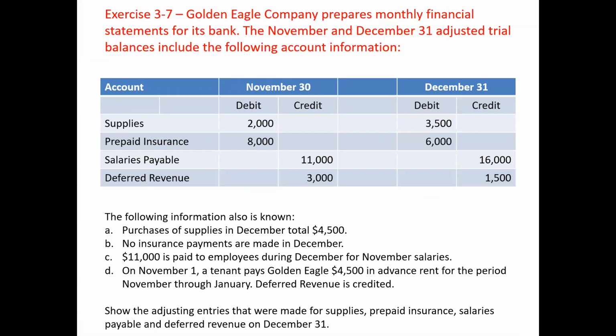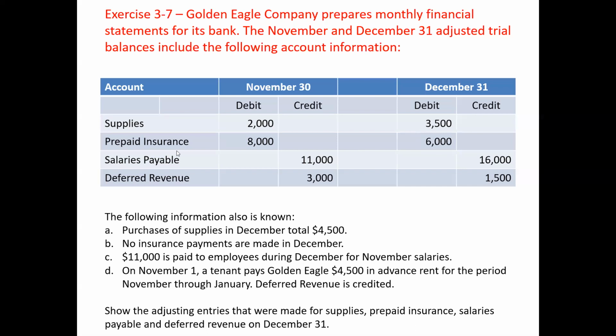So here's an example. Golden Eagle Company prepares monthly financial statements for its bank. The November and December adjusted trial balances include the following accounts. On November 30th, supplies sitting at 2,000. On December 31st, we have supplies of 3,500. We're going to have to see what happened. Prepaid insurance, on November 30th, we have a debit balance of this asset of 8,000. But on December 31st, it's down to 6,000.